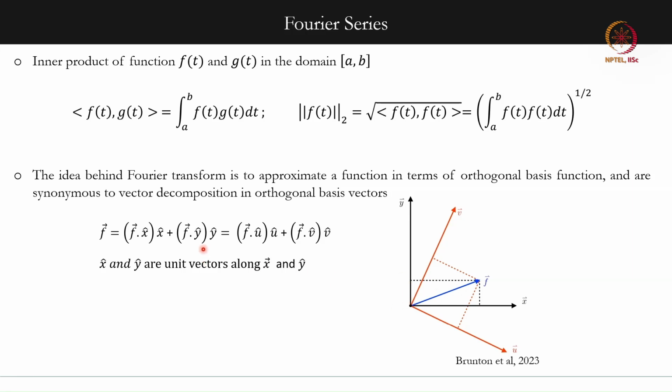So once we have evaluated the projections, we can now express the function f as a linear combination of our basis vectors. Similarly, we can express this f in terms of the coordinates u and v as well, and we can write it down in this format: (f dot u cap) in the u cap direction plus (f dot v cap) in the v cap direction.